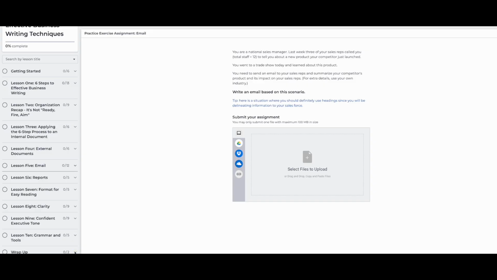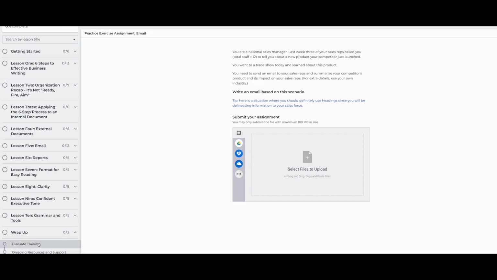And at the end of the course, you will, of course, evaluate the training, and we also have a list of resources that we recommend for tools to help your writing long after the course is over. And then once you complete the course, you will also receive a certificate of completion for the training.